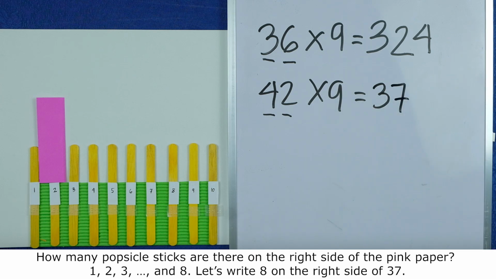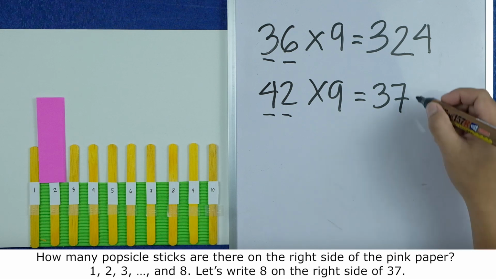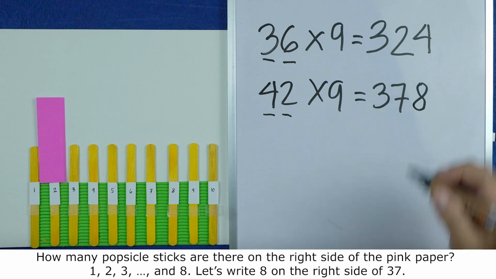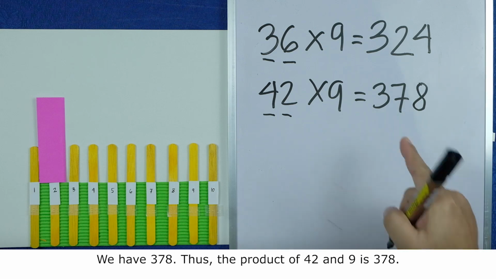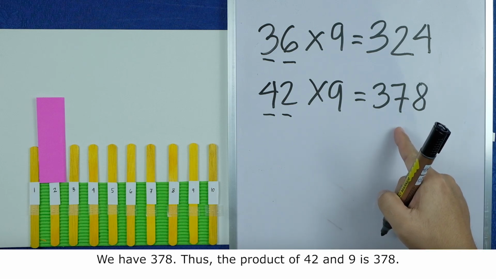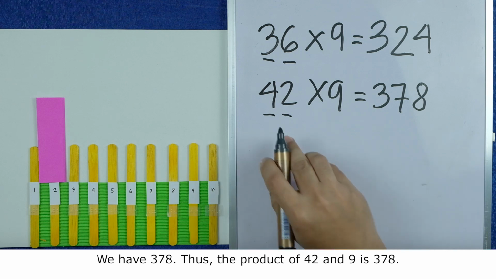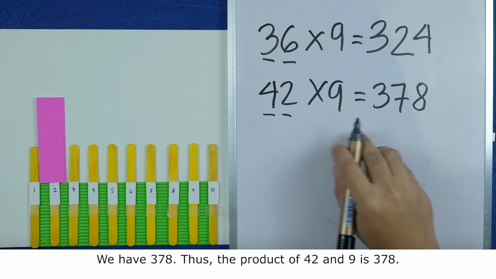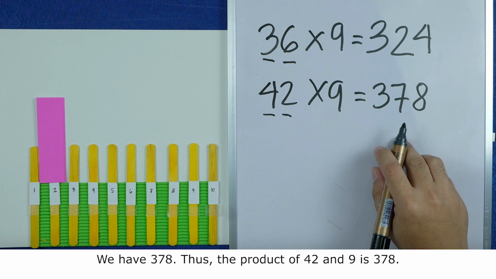This time, let's count the number of popsicle sticks on the right side of the pink paper. 1, 2, 3, 4, 5, 6, 7, and 8. It's 8. So write 8 on the right side of 37. We have 378. Therefore, the product of 42 and 9 is 378.